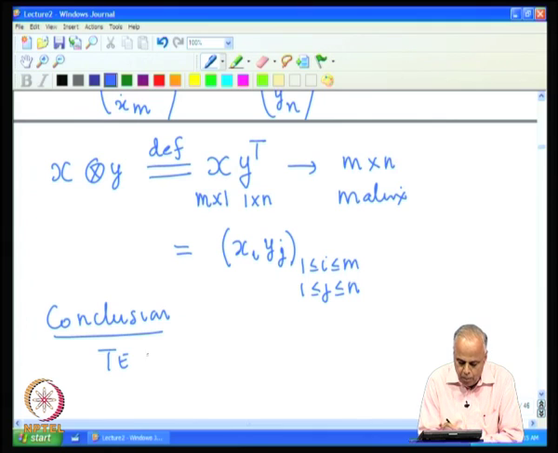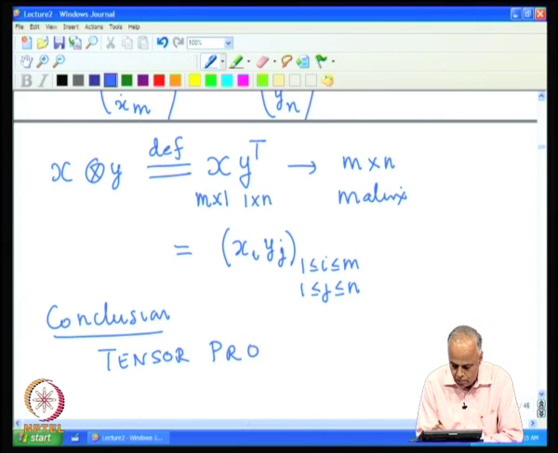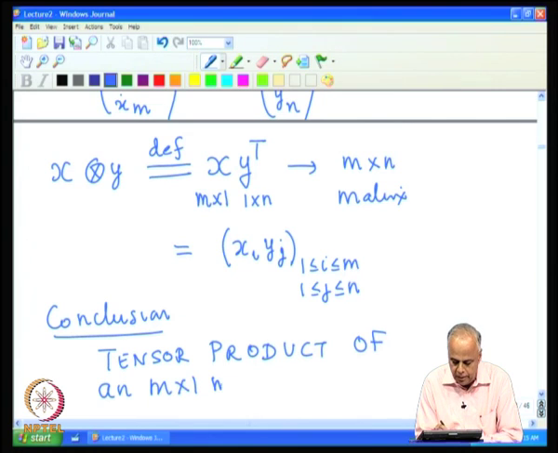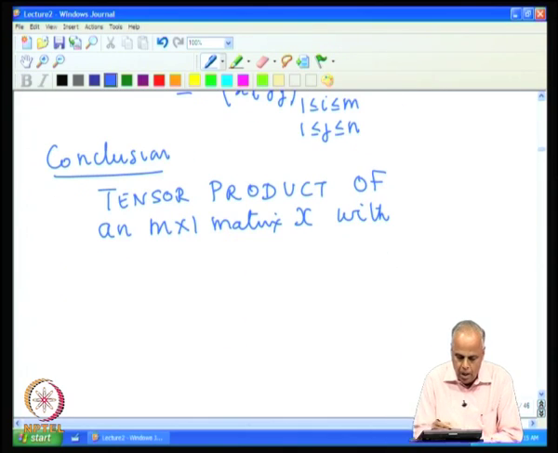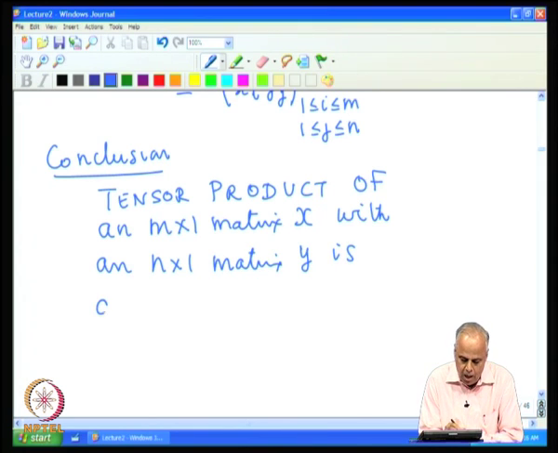Thus, the conclusion is the tensor product of an m by 1 matrix x with an n by 1 matrix y is an m by n matrix.